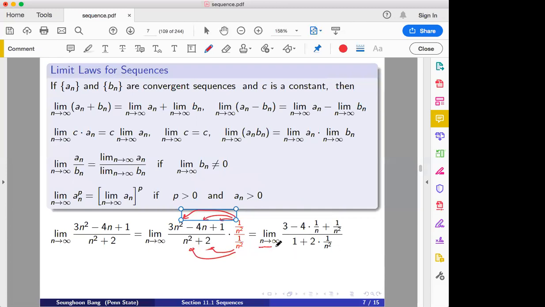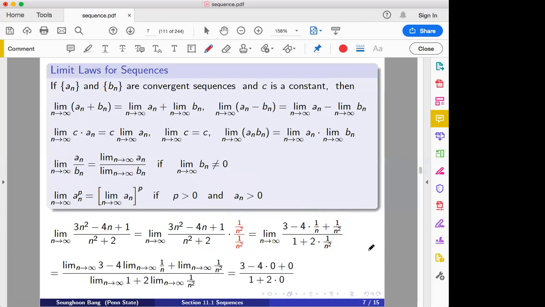Next, n is approaching infinity. So what happens? 1 over n is going to 0. 1 over n squared is going to 0. 1 over n squared is going to 0. So the answer is 3 over 1. 3 over 1 is 3. This is the idea. So like this. Right?